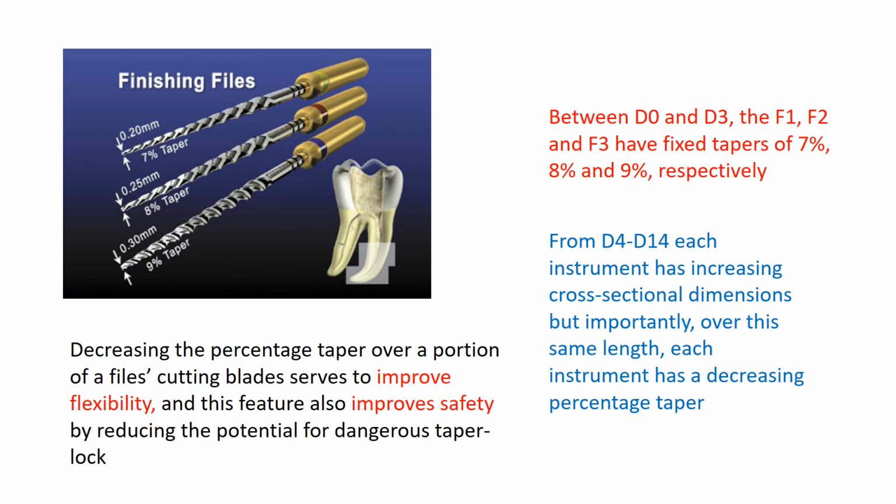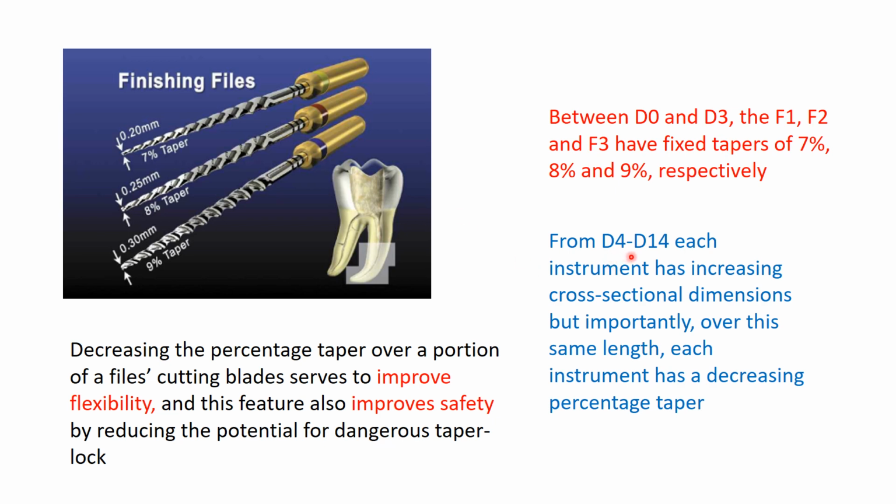Now let us start discussing F1, the finishing files. F1 has a tip diameter of 0.20, F2 has a tip diameter of 0.25, and F3 has a tip diameter of 0.30, with tapers of 7%, 8% and 9%. So between D0 and D3, F1, F2 and F3 have a fixed taper of 7, 8 and 9%. Only between D0 and D3. After that, the taper varies.